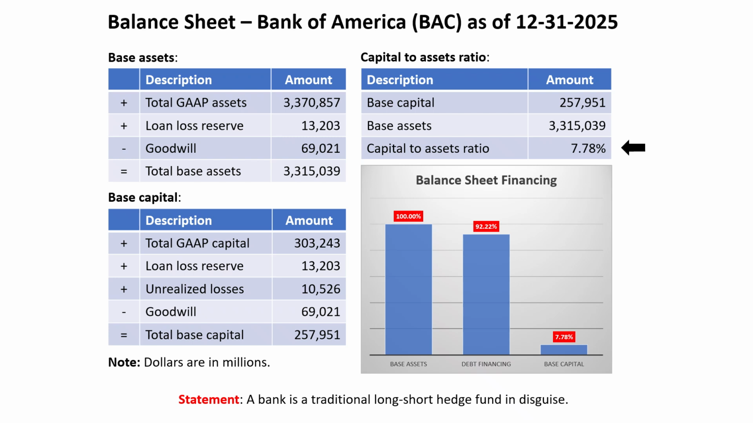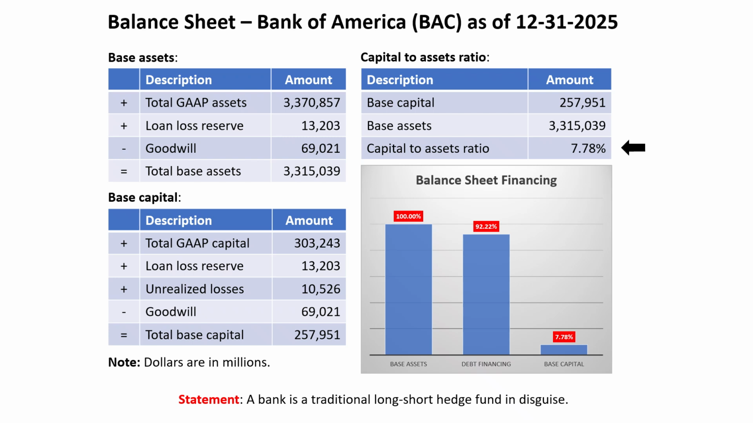A bank has an investment in some fixed rate securities. And as interest rates rise, the value of those securities goes down. But rather than running it through the income statement, they're running it through the capital account. So we want to add that back. And then we want to subtract out goodwill.